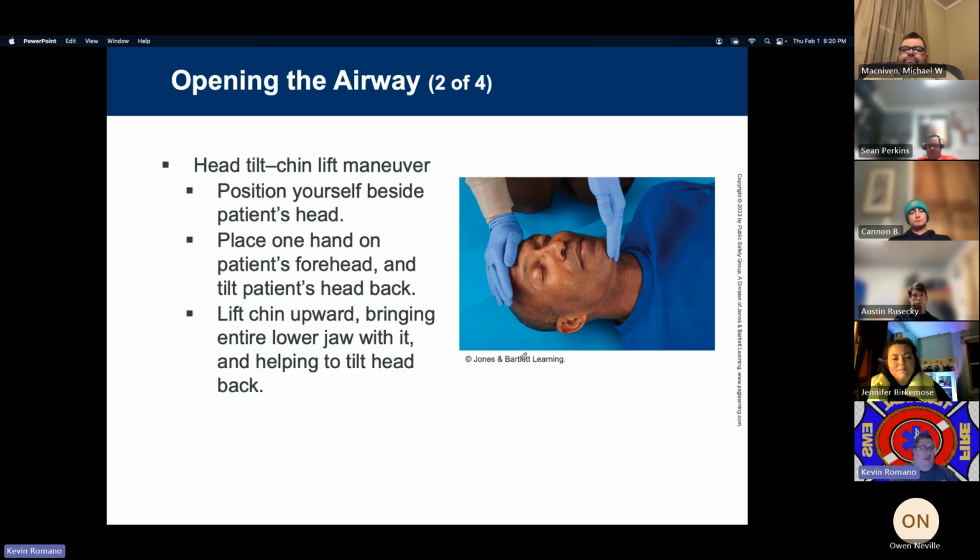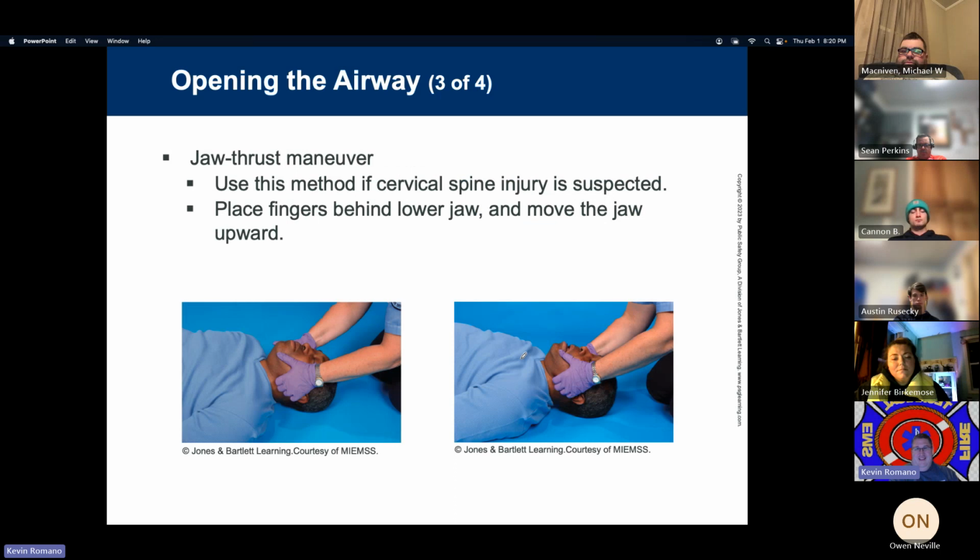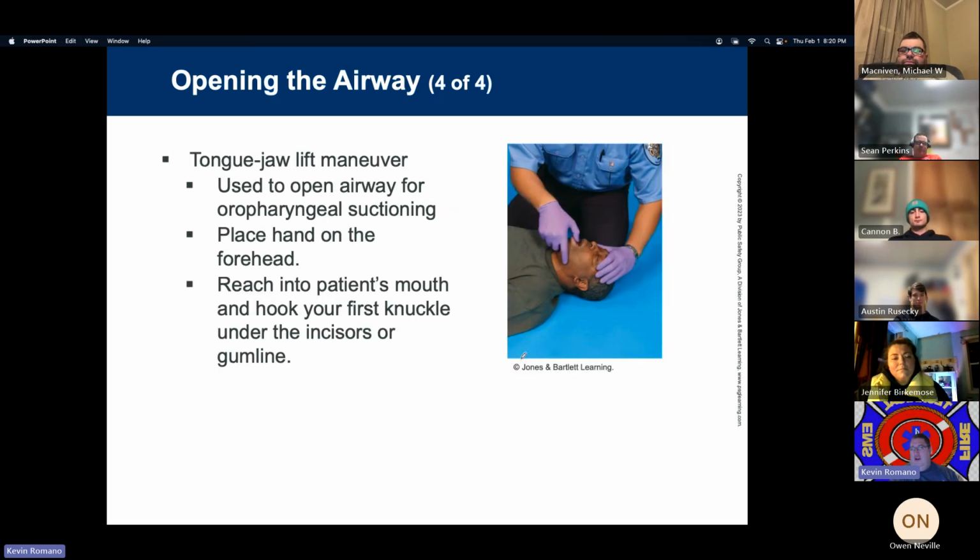This is a head tilt chin lift. I'm not going to go over this, and you guys should know how to do this already. This is a jaw thrust. This is a tongue jaw lift maneuver. This may be beneficial for you when you're applying supraglottic airways, to be able to displace that jaw and that tongue, to be able to apply an i-gel or a King tube. Definitely helps.